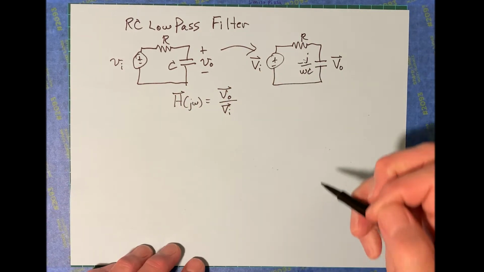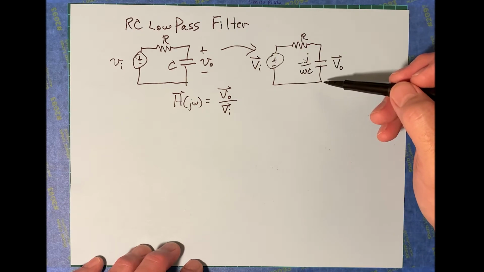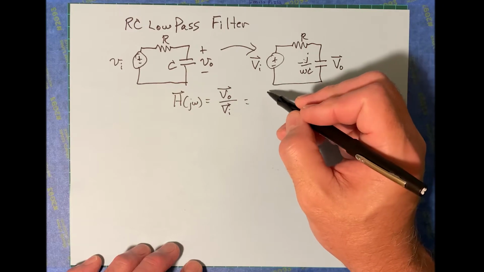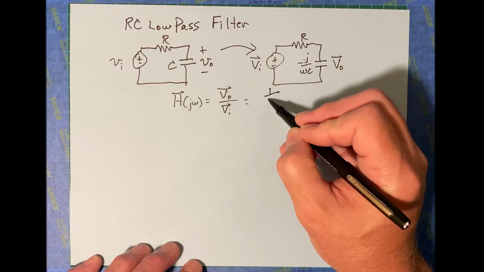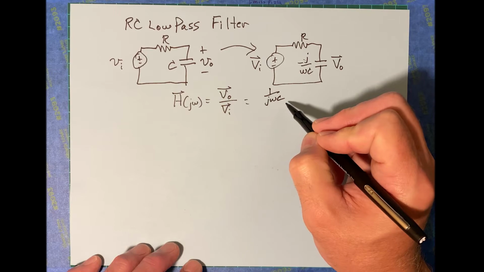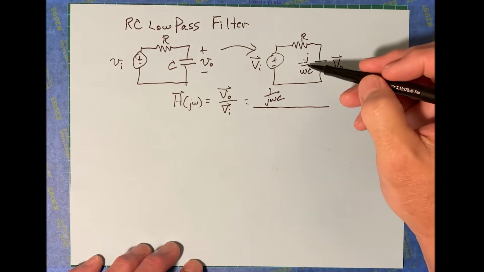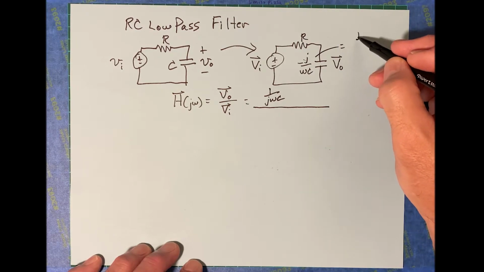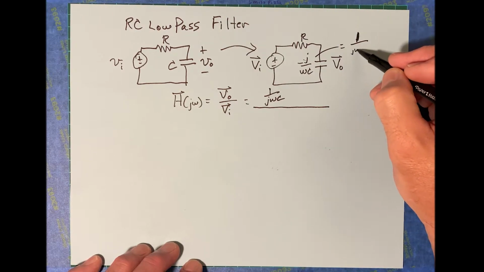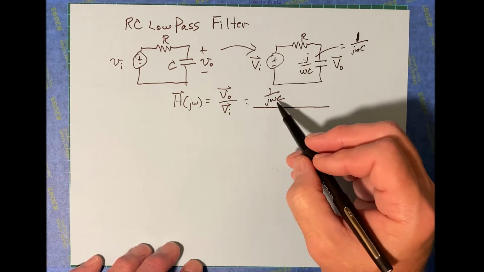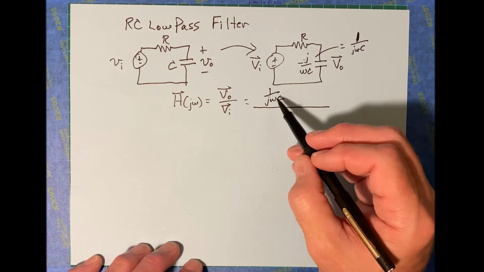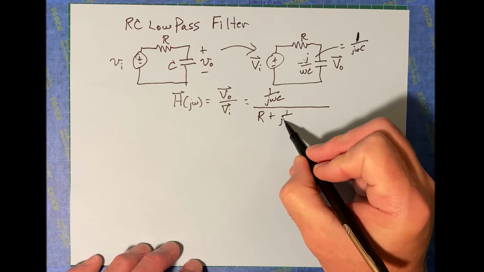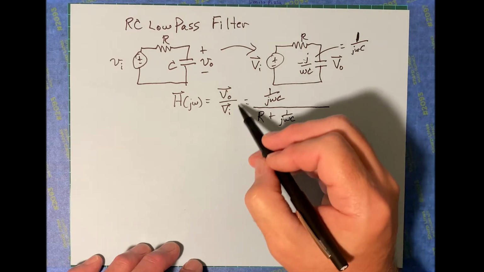that right there. Again, this is very much like a voltage divider. So our transfer function is going to be, let's say, 1 over j omega C. Remember that minus j over omega C is equal to 1 over j omega C. I just wrote it this way to alleviate the negative sign, divided by R plus 1 over j omega C. Okay, and that's the ratio right there.